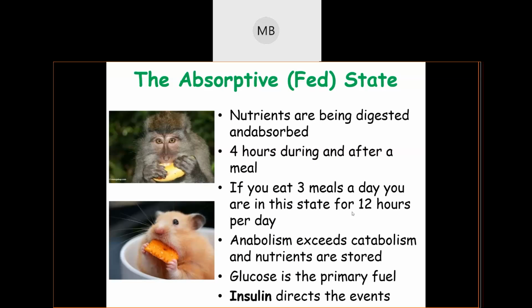Right. So the reason why a lot of diets recommend you eat smaller meals throughout the day is so you can keep yourself in an absorption state instead of a storage state, if that makes sense, because you want this to always be anabolism exceeding catabolism, that kind of thing, right?